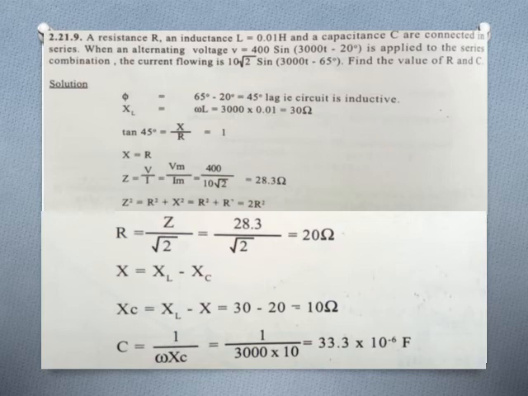Now let's try another problem. A resistance R, an inductance L and a capacitance C are connected in series. Only the magnitude of inductor is given. So you have to find out obviously the magnitude of resistance and capacitor. The alternating voltage is also given. The current is also shown. So you have to find out what is the value of R and C.